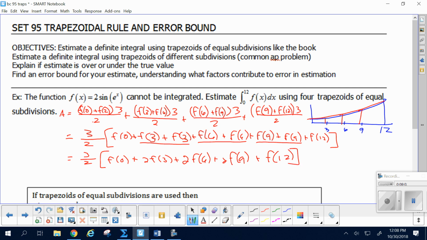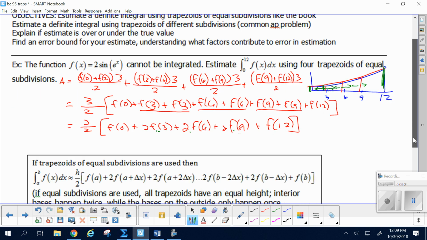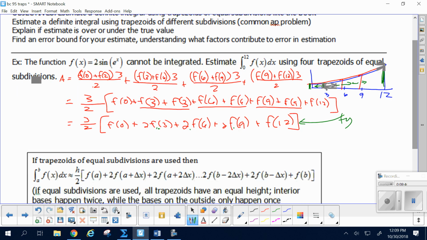Now that, if you think visually, makes a lot of sense. F at 3 is part of both the trapezoid on the left and the trapezoid on the right, so that F at 3 would happen twice is totally logical. Likewise, F at 6 is part of the trapezoid on the left and the right. Whereas the very first point and the very last point are only part of one trapezoid, so they only happen once. Okay. That's typically your first step.